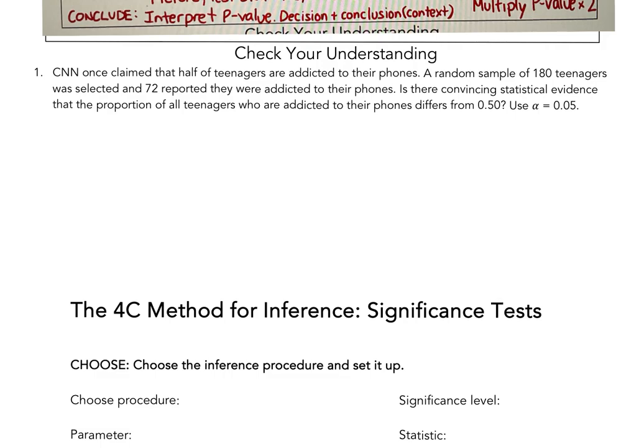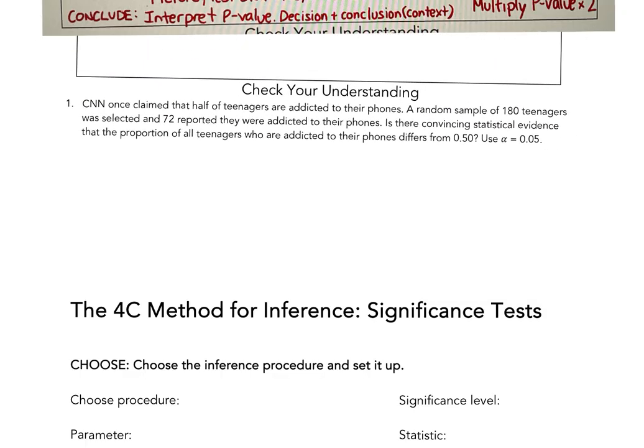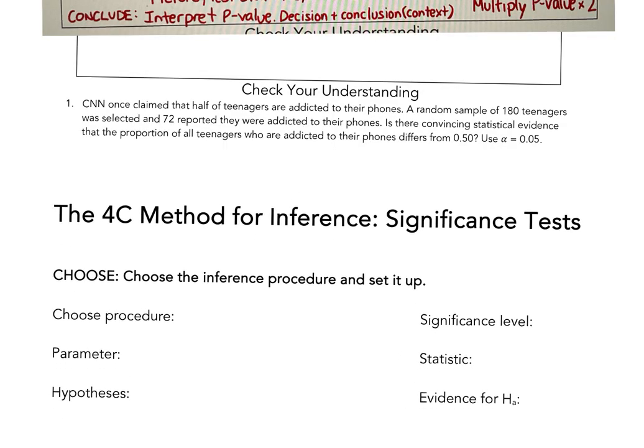In this video, I'm going to go over a one-sample z-test for proportion. We're going to use the 4C inference method. As you can see, I have the template here for us to look at, and we'll go through that as we answer this question.